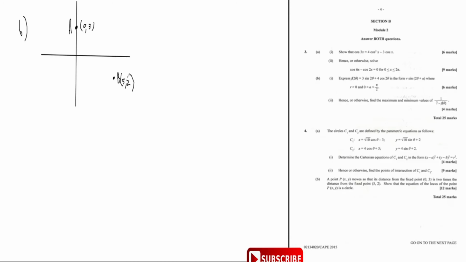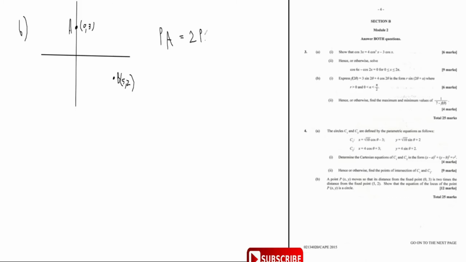You have some point P that is moving so that the distance from the fixed point (0, 3) is 2 times the distance from the point (5, 2). So the distance from P to A is 2 times the distance from P to B. What they're saying is the distance PA is equal to 2 times PB.